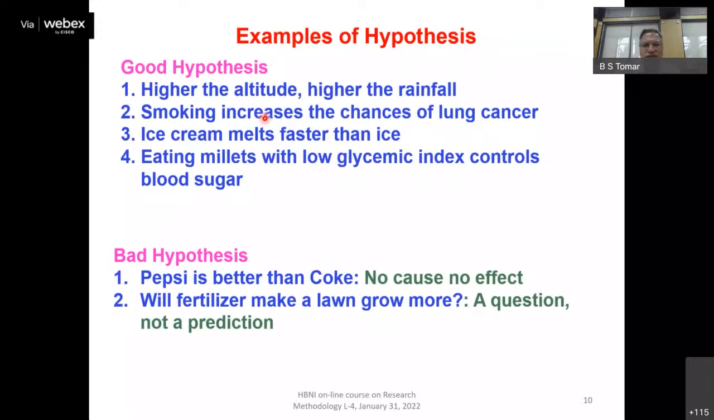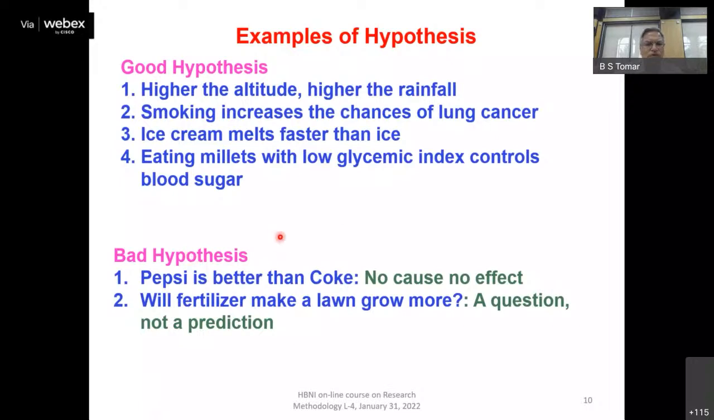Ice cream melts faster than ice. You can devise a nice experiment on melting of ice and ice cream. This is another very interesting research problem. Eating millets with low glycemic index controls blood sugar. And that is how in the market you will see a lot of nutraceuticals having low glycemic index, or many cereals which have low glycemic index being promoted for diabetic people. So a lot of research has gone into it, and this is how you add new knowledge into the research.